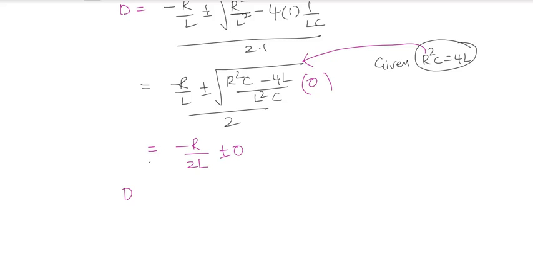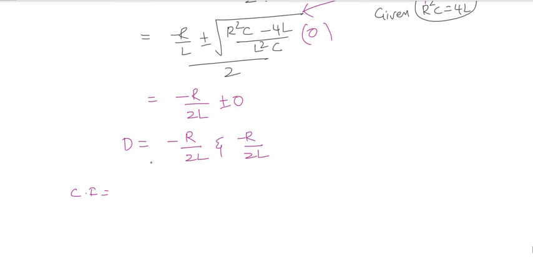So now the roots are what? It's a second order differential equation, so the roots are minus r by 2l and minus r by 2l. So now what will the complementary function be? This is with respect to I and t, so write that.